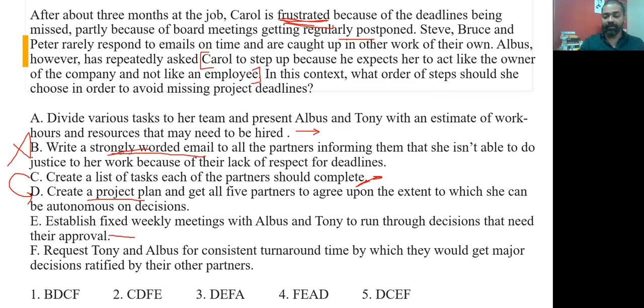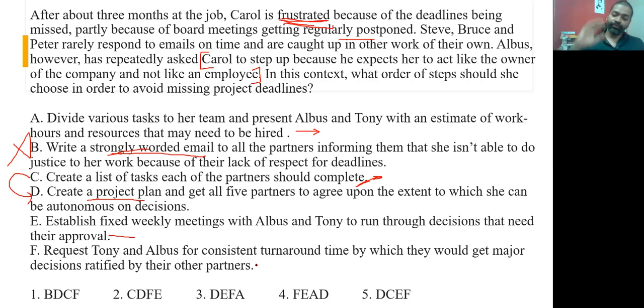Now between F and C, the decision becomes very easy. That's the reason I did not worry about C much. If I'm not absolutely sure about one particular option, I'll just leave it, isn't it? Because some other option that comes later will help clarify things further. So between C and F, F should be in the group, isn't it? F is what Carol is more likely to do than C, or Carol is supposed to do.